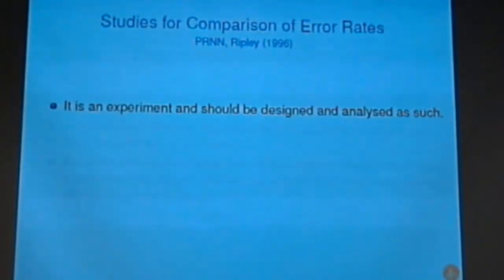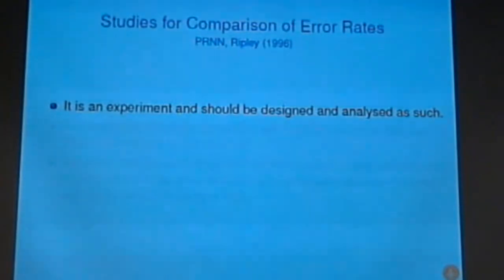Didn't open as this. I'm supposed to talk about that first. But anyway, the studies for comparison of error rate. Basically, what was suggested by Brian Ripley is that you should run full factorial experiments. Let's say you have three different models to compare. You actually run an experimental design and look at the test error. So it's an experiment and should be designed and analyzed as such.